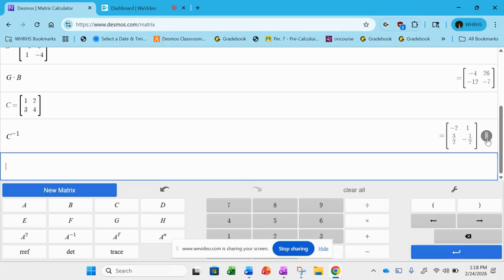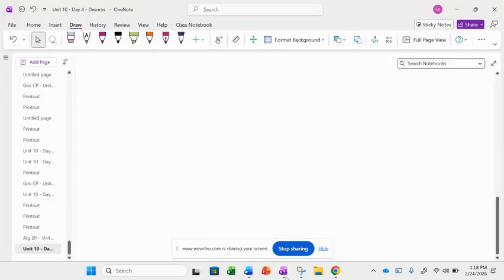Am I going too fast? I feel like it's pretty self-explanatory. Yes? All right, let's do a system now. Let's do a system of equations. So we're going to solve this system two different ways. We're going to solve using Cramer's in Desmos, and we're going to do matrices in Desmos. So the first one, we'll solve using Cramer's.